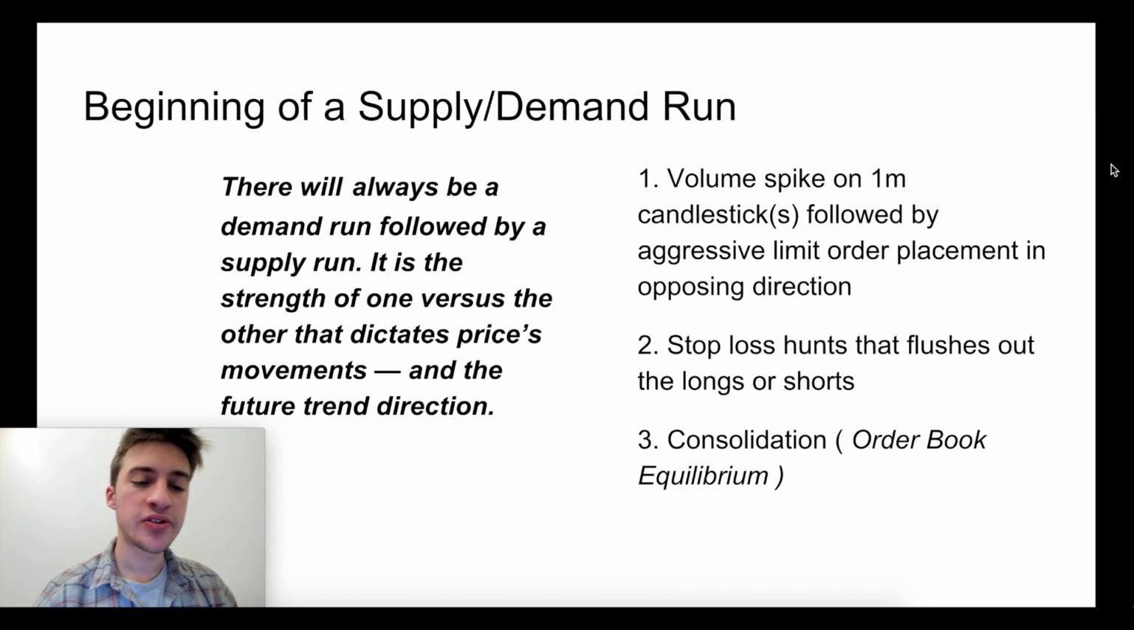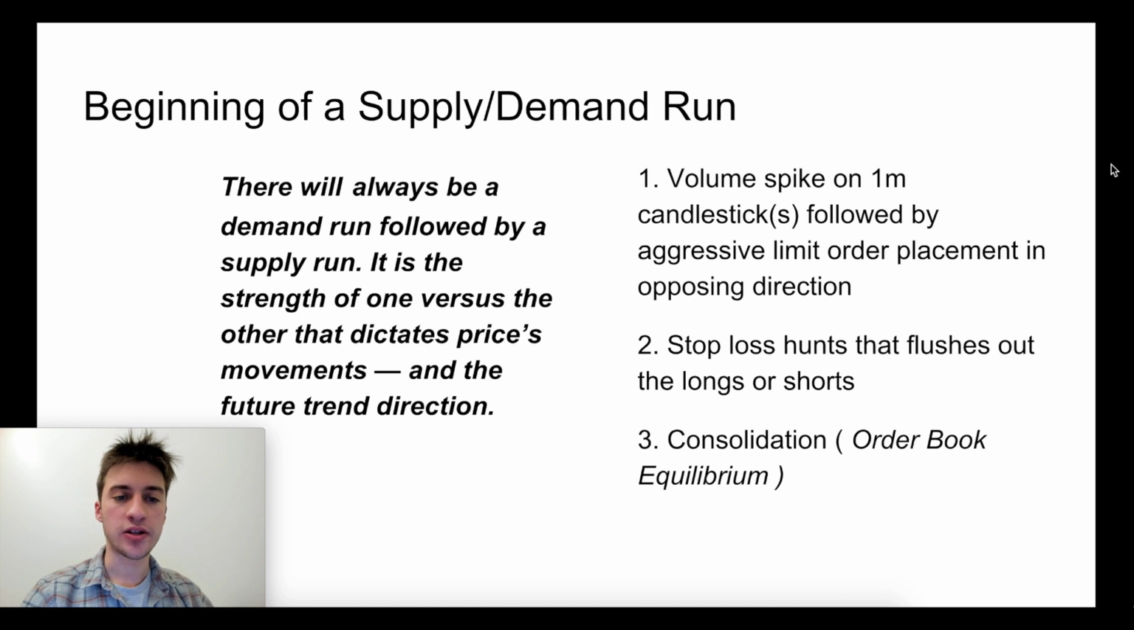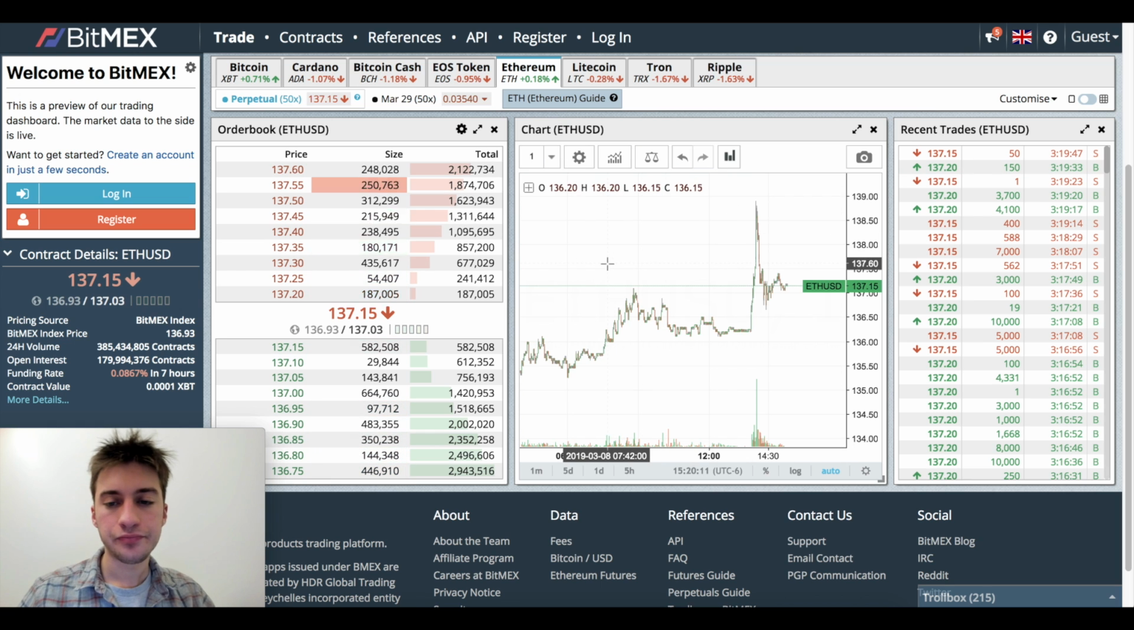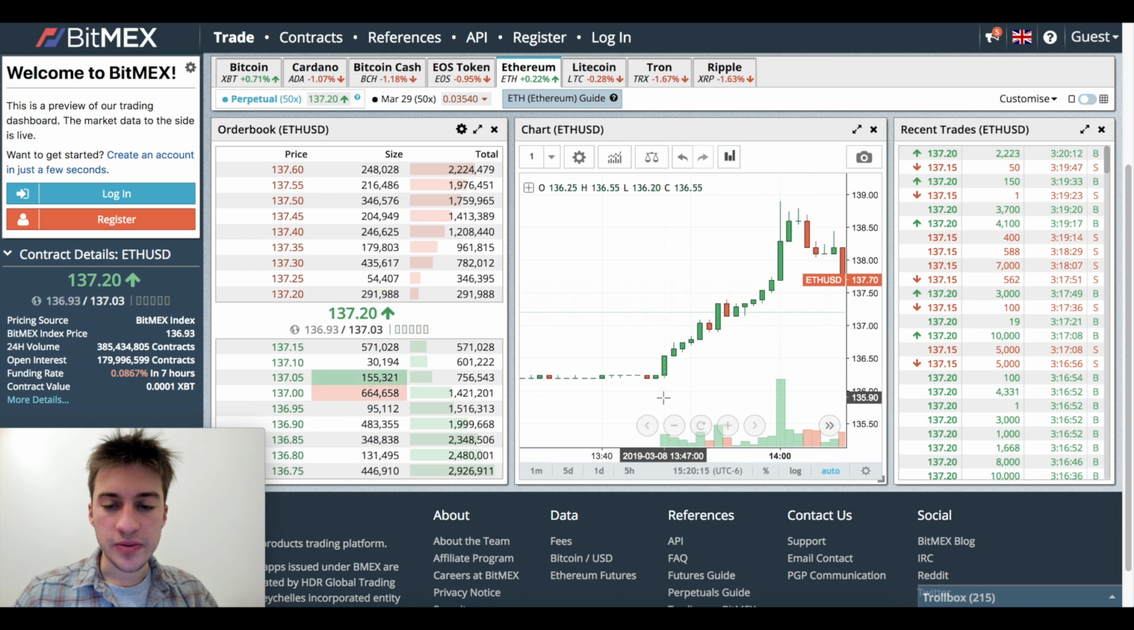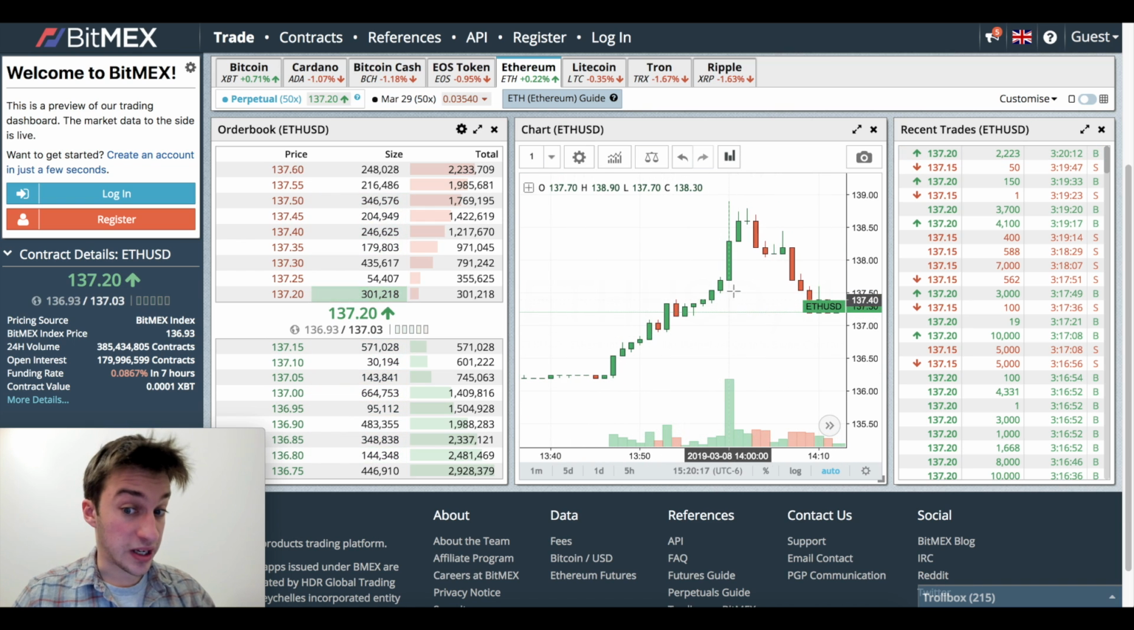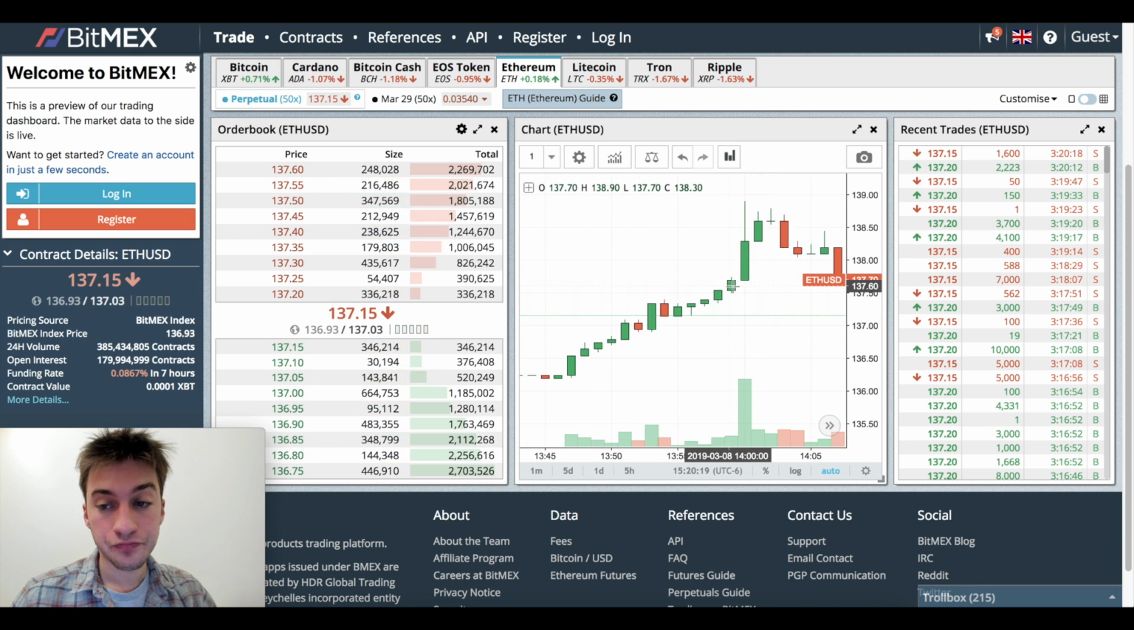Now there are three patterns that can tell you when a supply or demand run is likely to occur. One is the pattern of the volume spike on the 1 minute candlestick followed by aggressive limit order placement in the opposing direction. Let me show that. Notice here, volume's not really spiking, nothing's happening. Volume really spikes here. The 1 minute. Geez. What do we see?